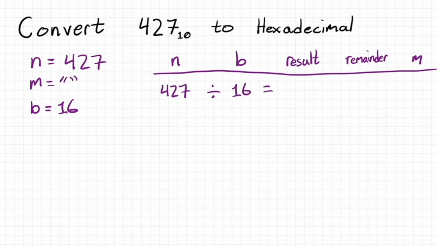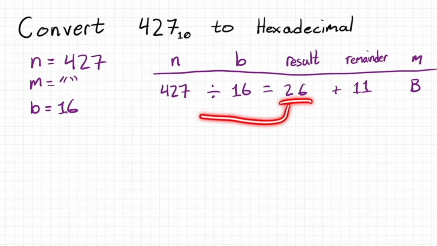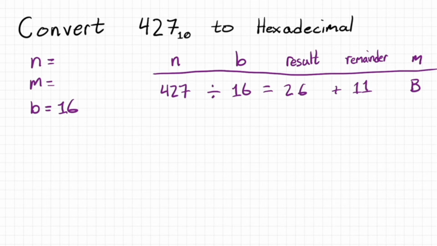When we do that, we get a result of 26 and a remainder of 11, and we are going to convert this remainder of 11 to the hexadecimal digit B, and that is going to be the rightmost digit of our hexadecimal number since we are building the hexadecimal number from right to left. We will then bring down this 26 and use that as our new value of N. So let us override N to be 26, and currently M is going to be B.